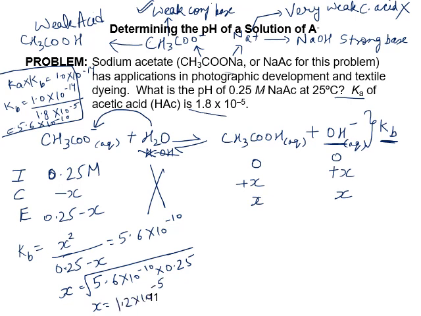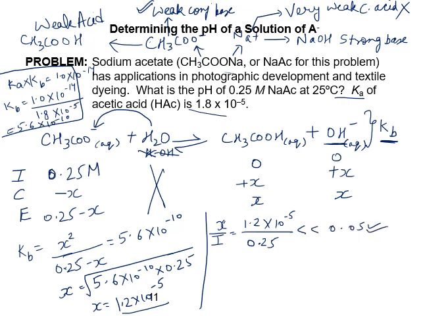So that is my x, which means because I made the assumption, I also will have to confirm my assumption. So x divided by initial will be 1.2 times 10 raised to the power minus 5 divided by the initial, which is 0.25. This value comes out to be less than 0.05, which means my assumption is correct. So I can use this number. Now I know my x. My x is equal to the OH ion. So OH ion is equal to x, which is 1.2 times 10 raised to the power minus 5.